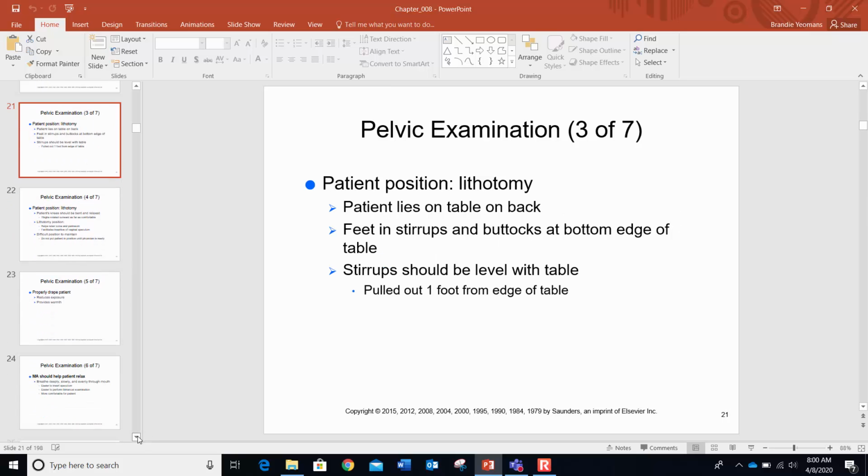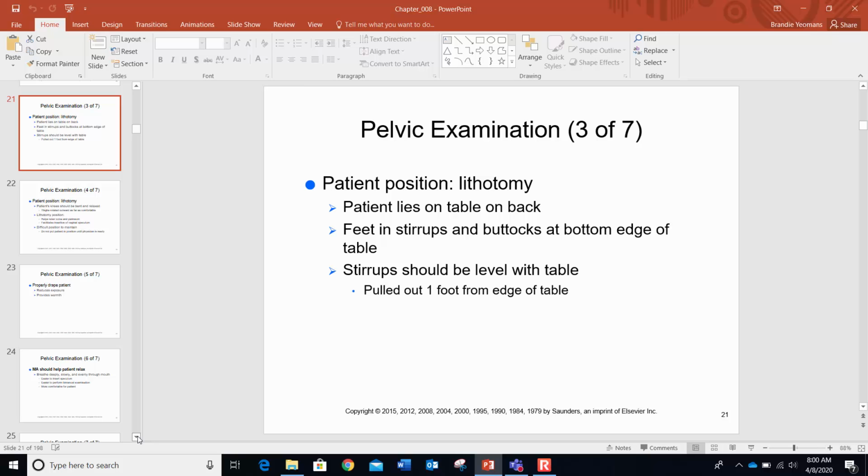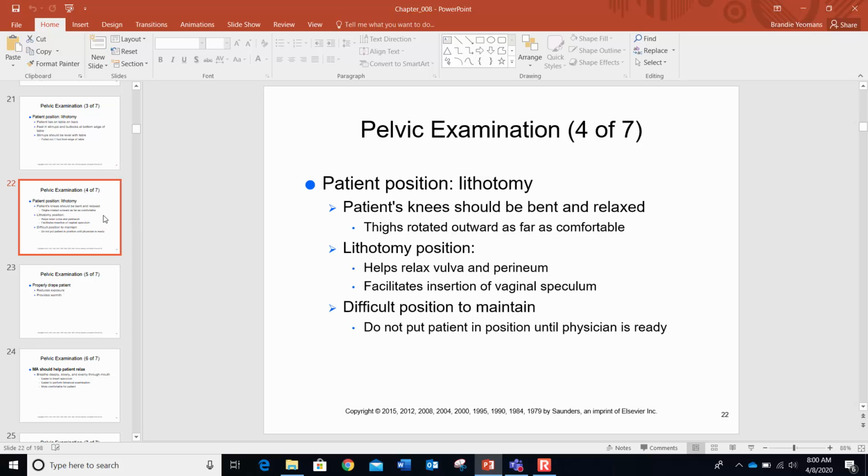For the pelvic exam, the patient is placed in the lithotomy position, so they're laying on their back on the table with their feet in stirrups, and their buttocks are scooted all the way to the end of the table. They oftentimes feel like they're going to fall off. Their feet are put into stirrups, and those stirrups are pulled out about a foot from the edge of the table, so it's comfortable, if you can be comfortable in that position. The patient's knees should be bent and relaxed. The lithotomy position, because it is such an odd position to be in, helps to relax the vulva and the perineum, which helps when we're inserting the vaginal speculum and doing that bimanual exam.